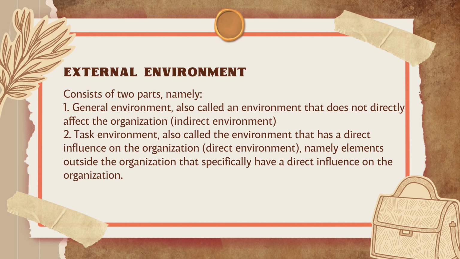External environment. Consists of two parts, namely 1. General environment, also called an environment that does not directly affect the organization, indirect environment. 2. Task environment, also called the environment that has a direct influence on the organization. Direct environment, namely elements outside the organization that specifically have a direct influence on the organization.